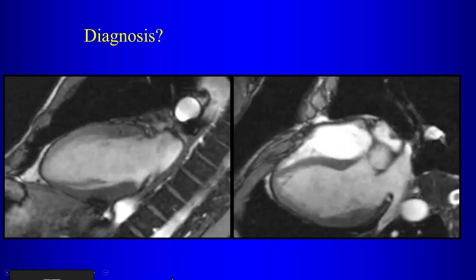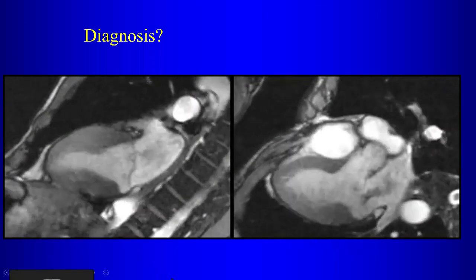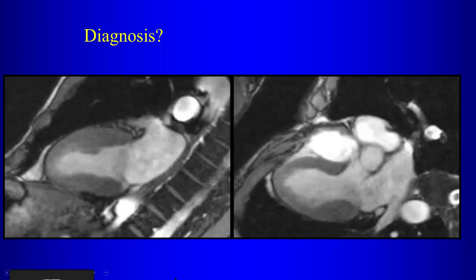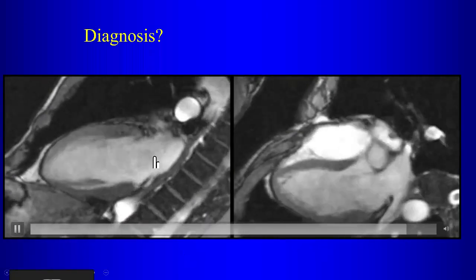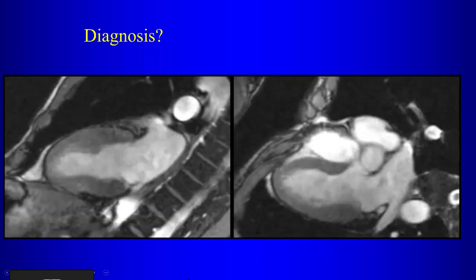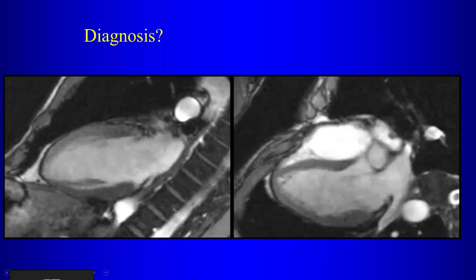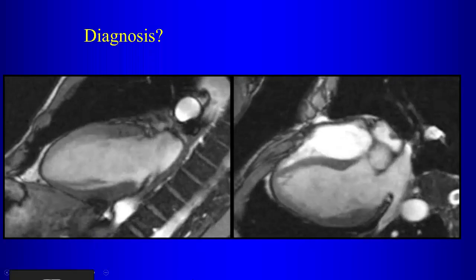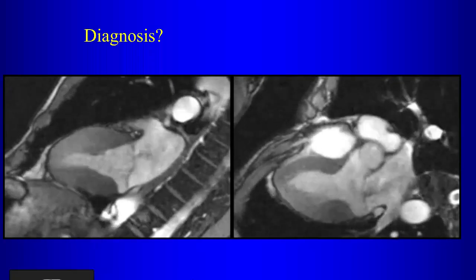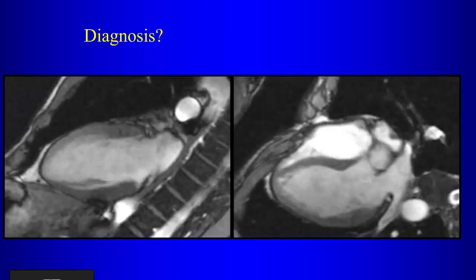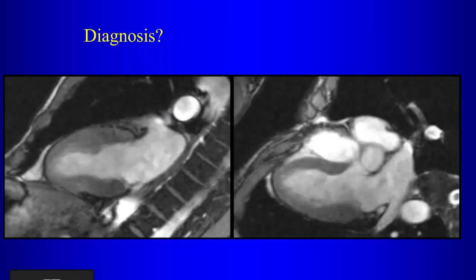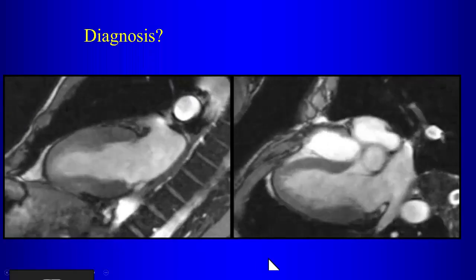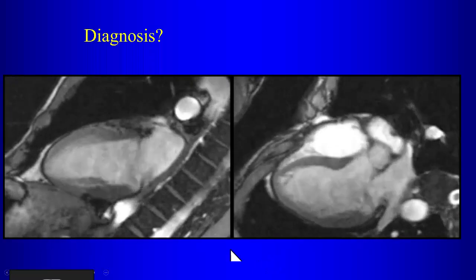What's wrong with this person? Again, there's mitral regurg, this time a lot smaller, right? There's a little bit of mitral regurg. What's causing the mitral regurg in this person? Dilated cardiomyopathy? Maybe slightly dilated. No, it's a little bit, but it's not really that big.